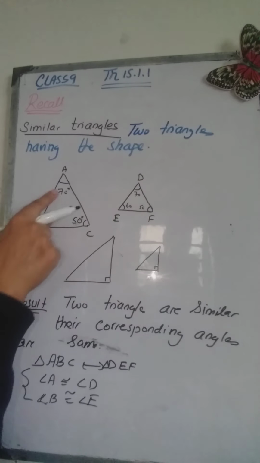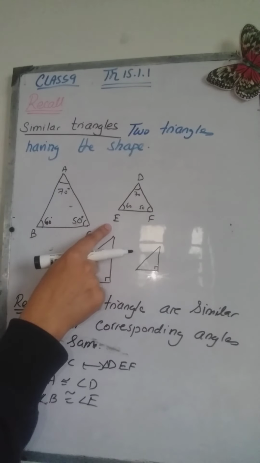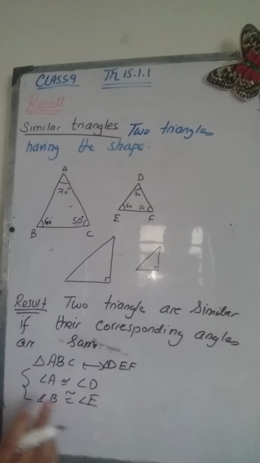Here also A and B are the same, so subtracting angle A and angle B is the same as subtracting angle D and angle E from 180. Then obviously the third angle will also be the same. So if you have two triangles, and you prove two angles to be congruent to one another, that will be enough to prove that those triangles are similar to one another, and this is called the AA postulate.